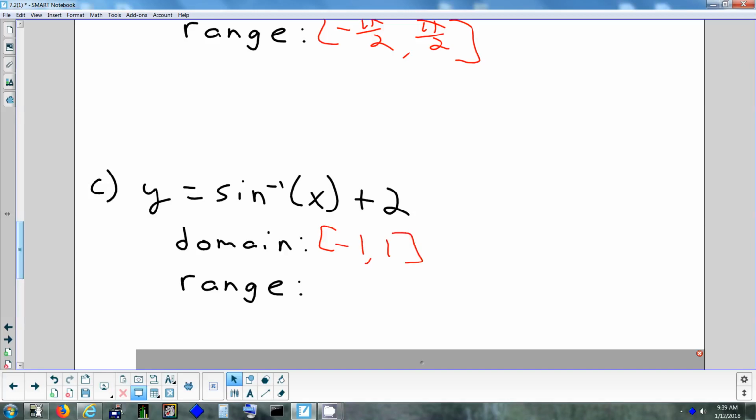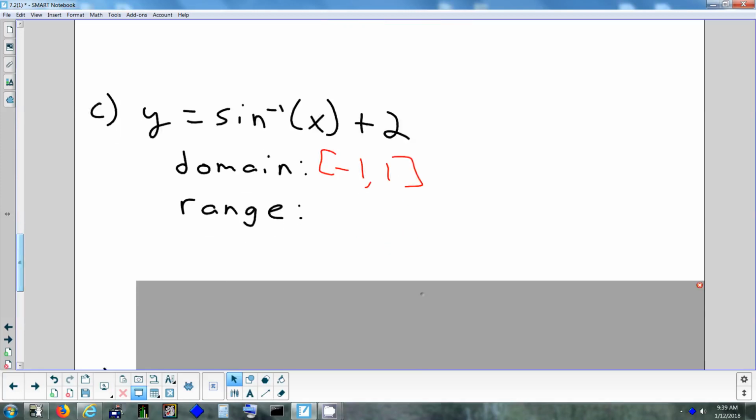What is my range for inverse sine? Just the original range. Negative pi over 2 and pi over 2. Yeah, and there's really not a nice way to write this. We're taking negative pi over 2, and we're shifting it up 2, and we're taking pi over 2, and we're shifting it up 2. If I was going to graph this on a window, I would need the decimal. It's negative 3.57, positive 3.57. But as far as writing the answer, you don't have to put the decimal. Okay. Any question on example C?